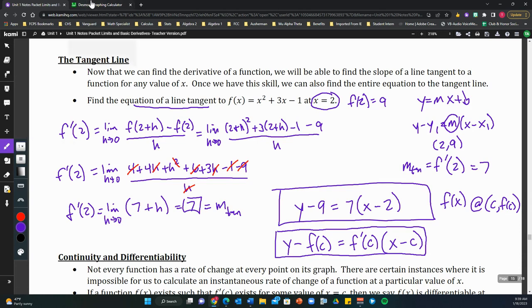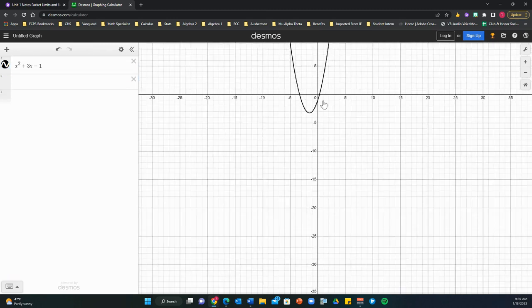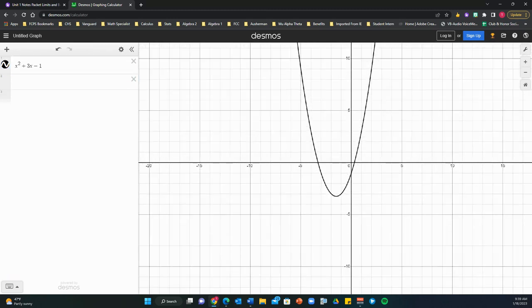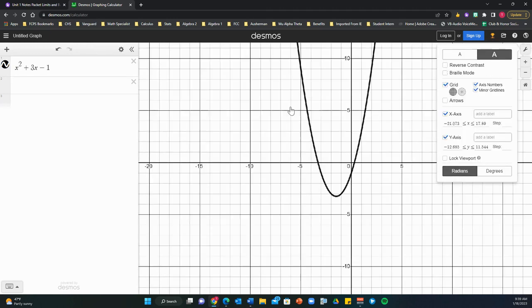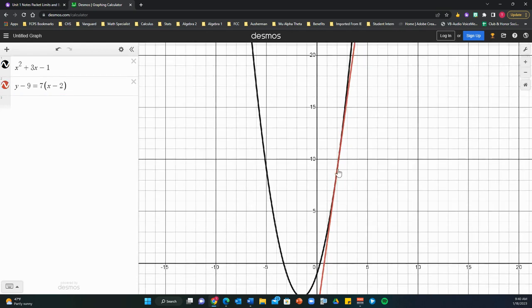So what this means now is if I go to Desmos and I wanted to graph both of these guys at the same time, so x squared plus 3x minus 1, let me zoom back in here, make this guy look a little bit nicer. And now I can actually type our equation in. So we get y minus 9 equals 7 times x minus 2. And if I move up a little bit, you guys can see here they actually intersect at that point, 2, 9.